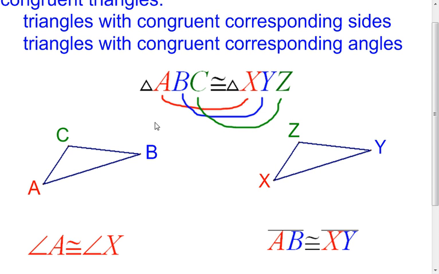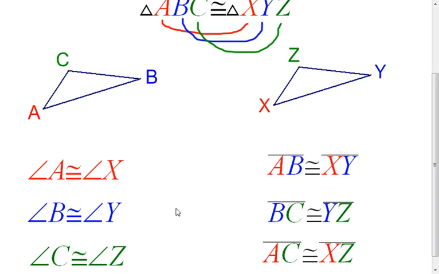Now underneath this, and I'm going to get into all this color coordinated stuff in just a little bit, but under my triangles what I've done is I've shown all the pieces that are congruent. Angle A is congruent to angle X. Angle B is congruent to angle Y, and angle C is congruent to angle Z. Similarly, all the corresponding sides are congruent over here on the right.